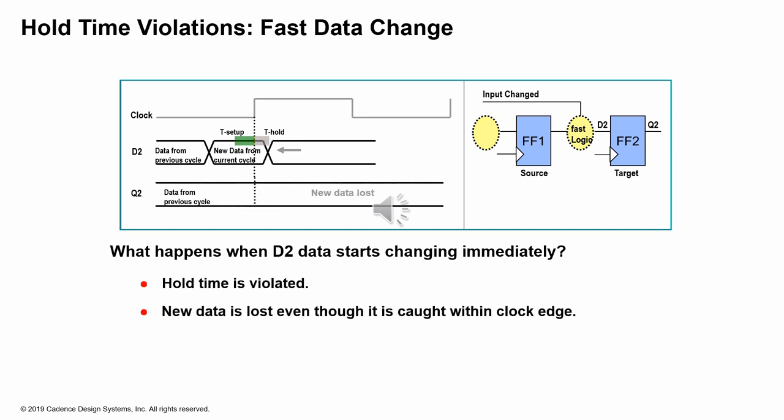So obviously what happens when the data changes immediately, you'll have a hold time violation, and even though it is caught within the edge, the data is actually still lost. This is why the hold checks are actually done at the same edge rather than at the next edge. They are done at the same edge.